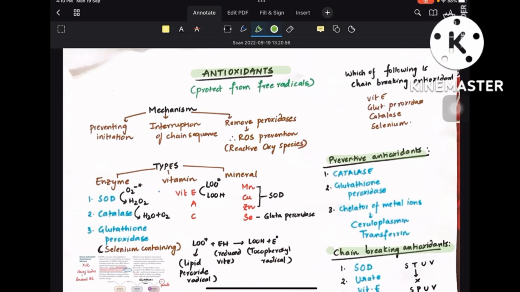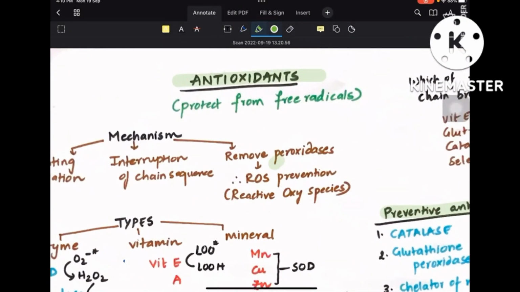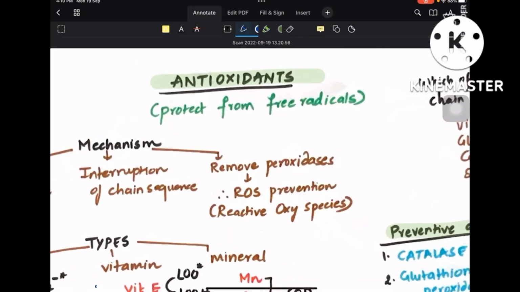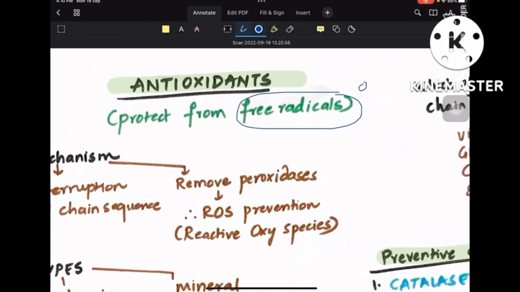Now let's get started with the topic proper, which is antioxidants. In our body, we generate a lot of free radicals during different metabolic processes. So antioxidants are the substances which scavenge these free radicals and protect our body from oxidative stress.